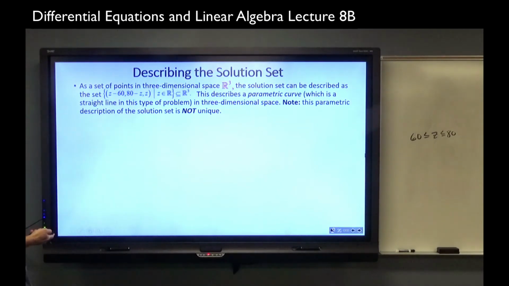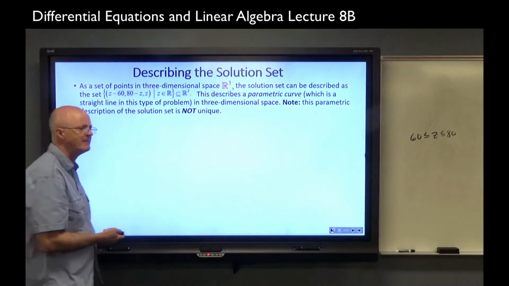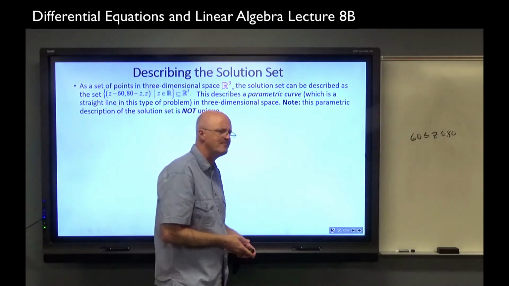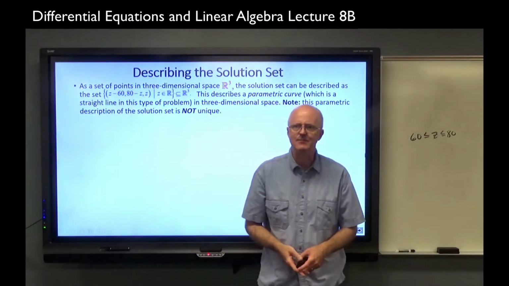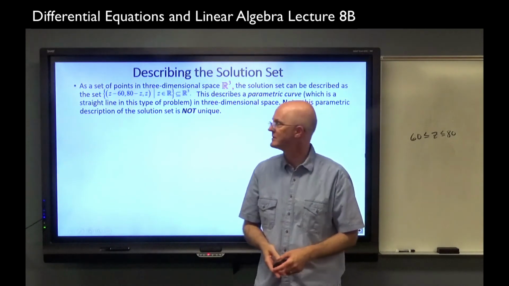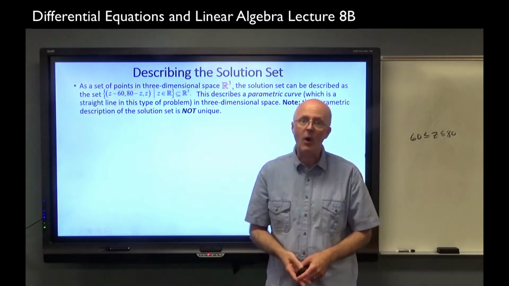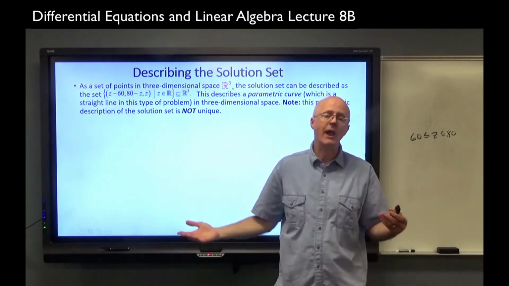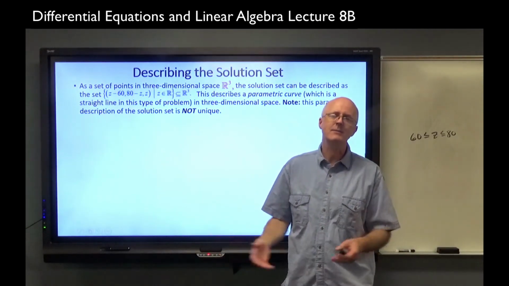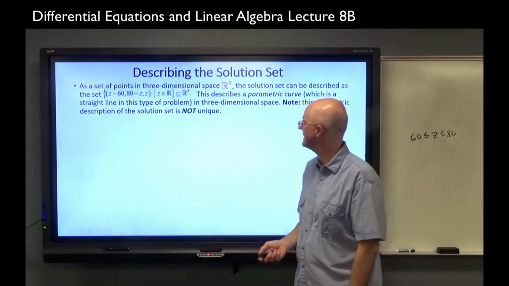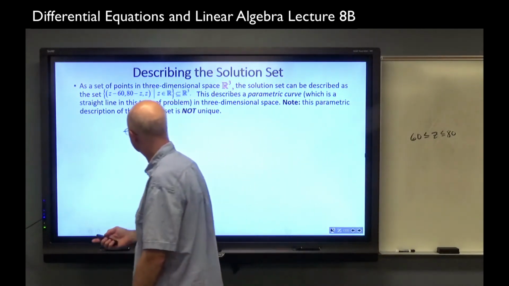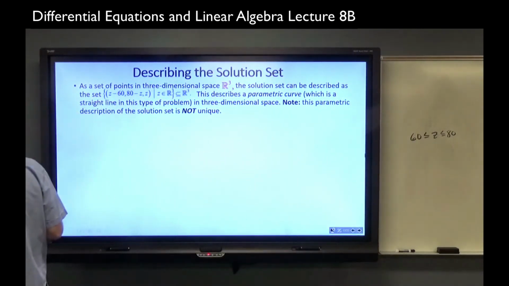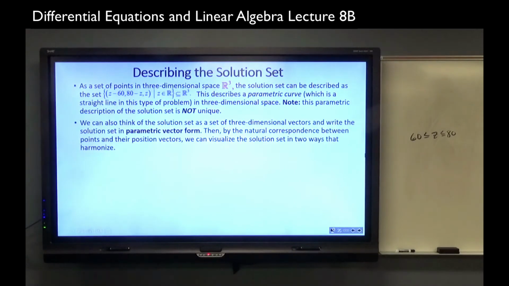This parametric description is not unique. You actually can redo the algorithms so that you solve, for example, for y and z in terms of x, or x and z in terms of y. And you'd get different parametric descriptions of the solution set. So it's not unique. There's not a unique answer. But based on the row reduction algorithm, this would be the one you'd come up with.